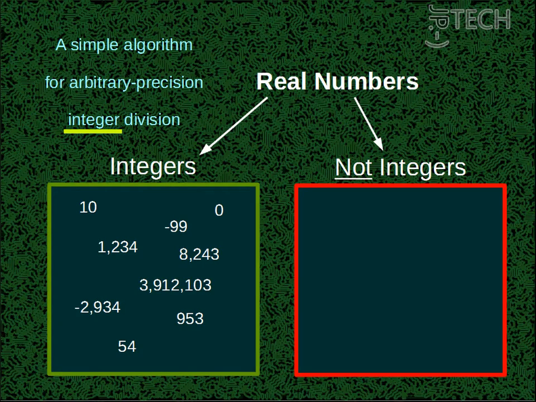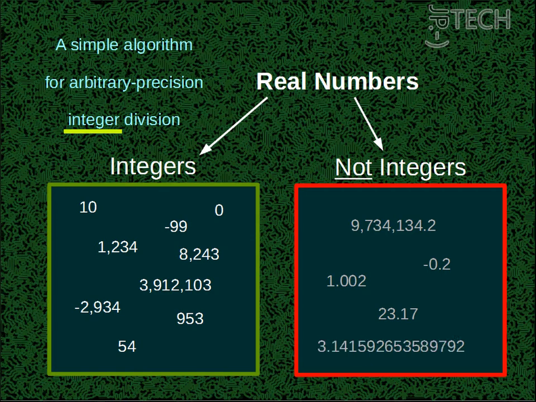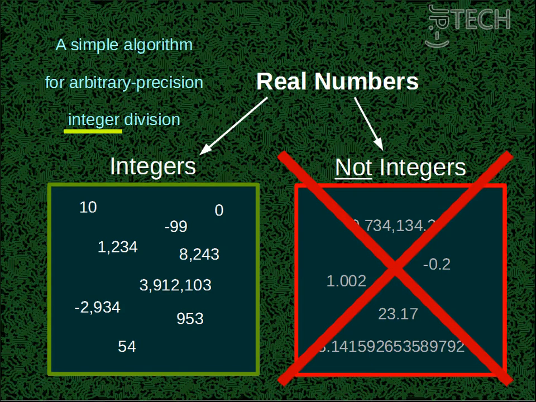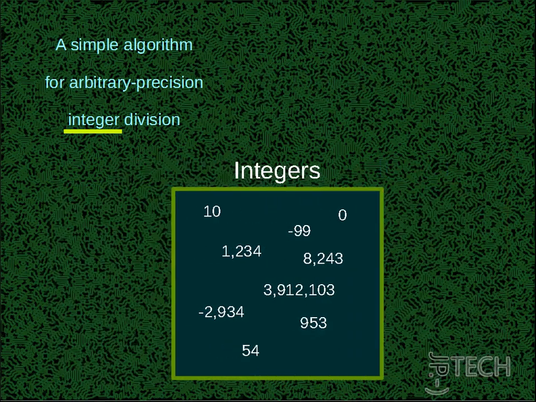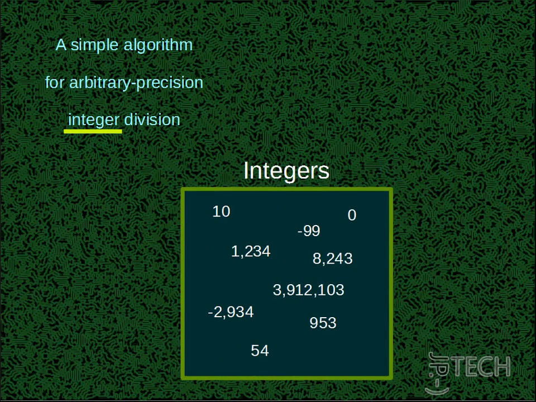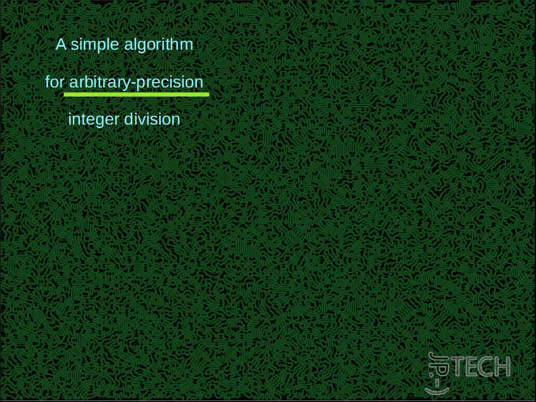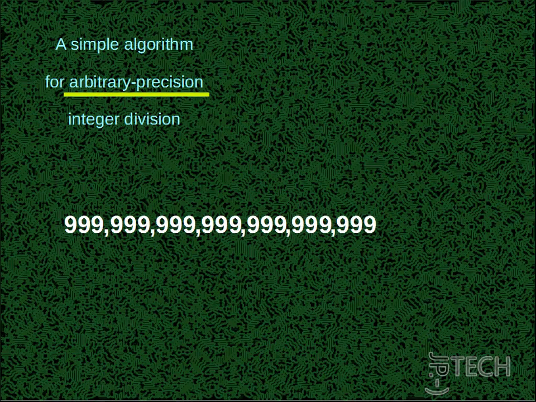Integers are a subset of real numbers, which also includes numbers that are non-integers. Non-integers do have a decimal component. These are examples of non-integers. Today, we're going to be focusing only on the integers. What do we mean by arbitrary precision? That simply means a number with any number of digits, a number of any size.